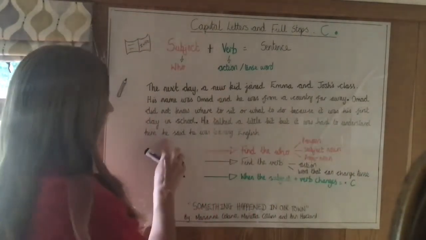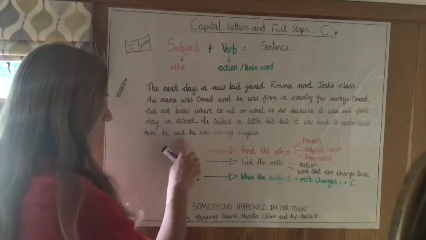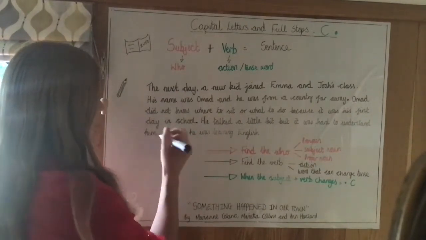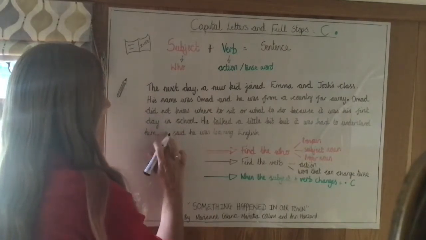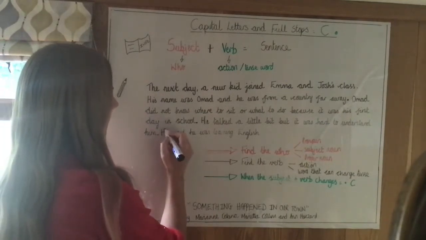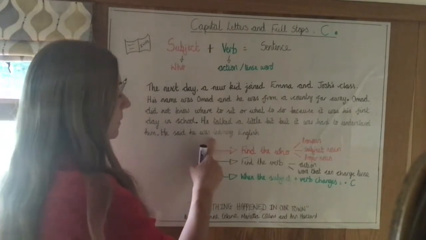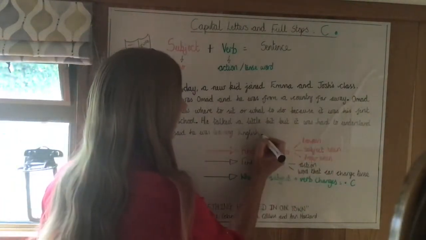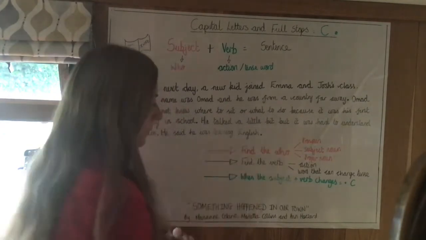Now look, here is a new subject he and a new verb said. But there is no conjunction joining these two sentences. So here you put a full stop and here you put a capital letter. He said he was learning English and there's no more sentences to follow, so there is a full stop.